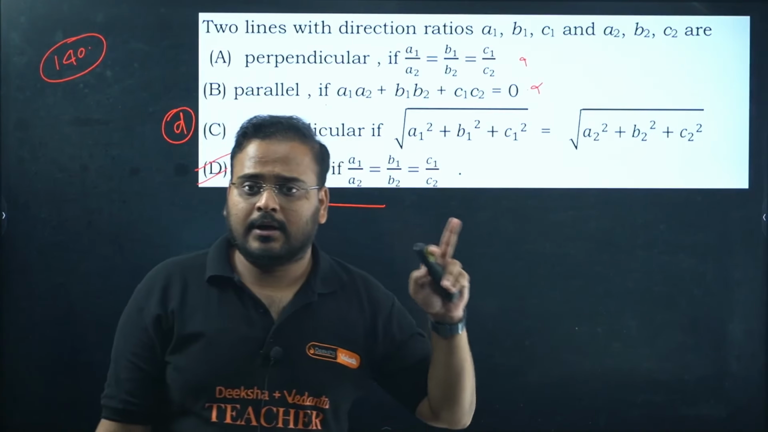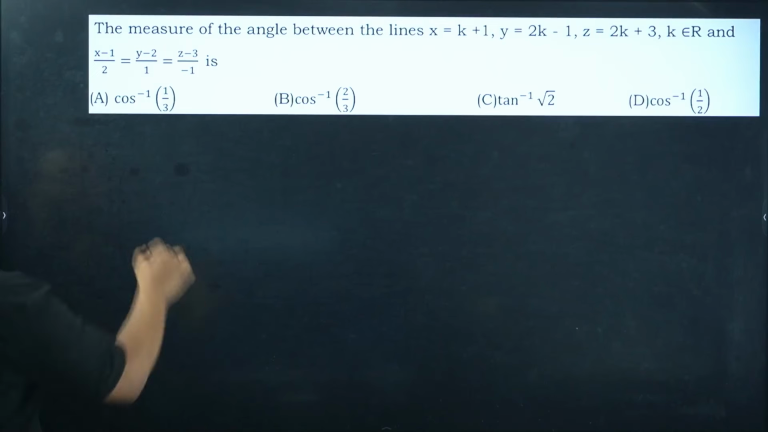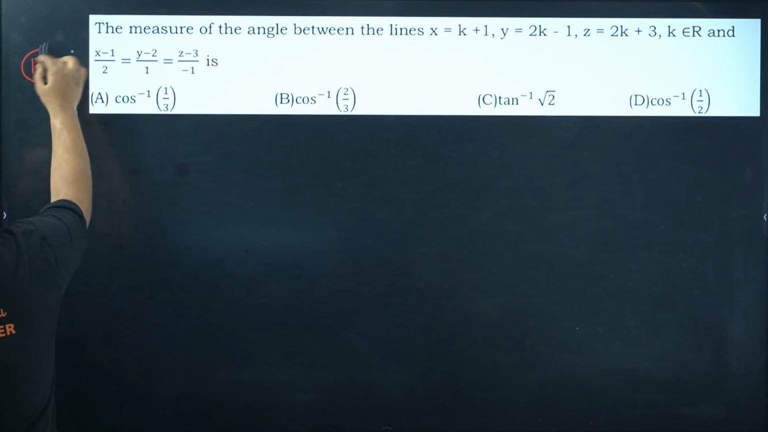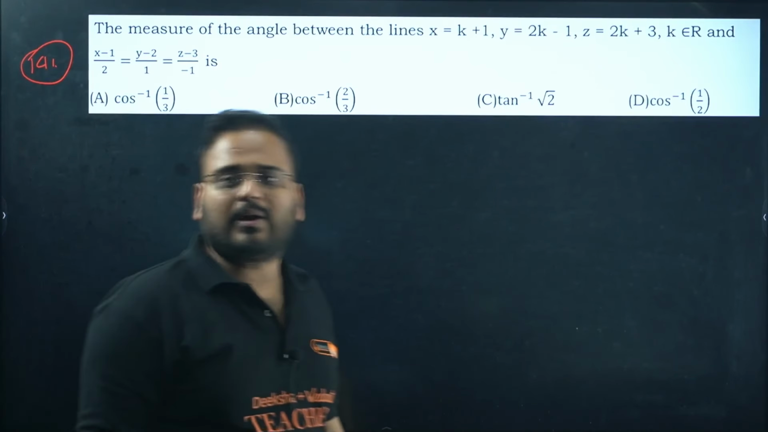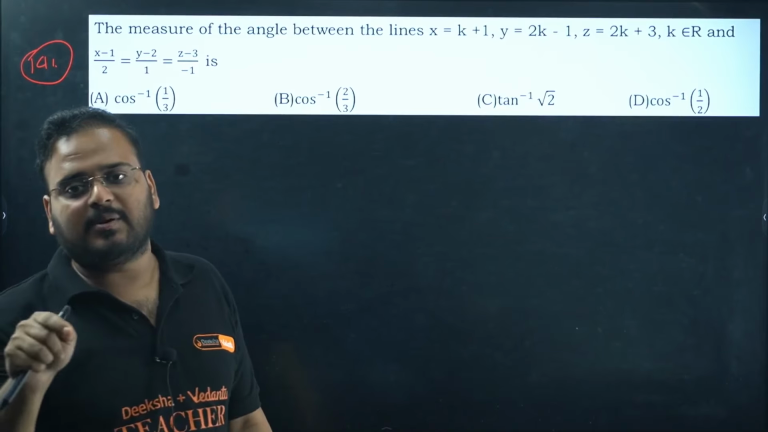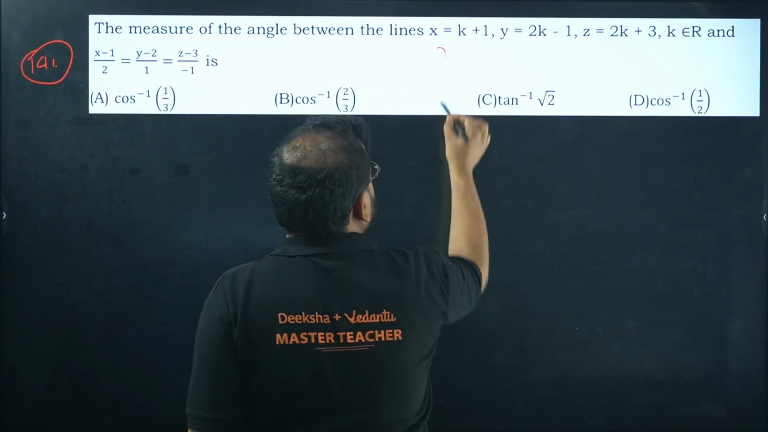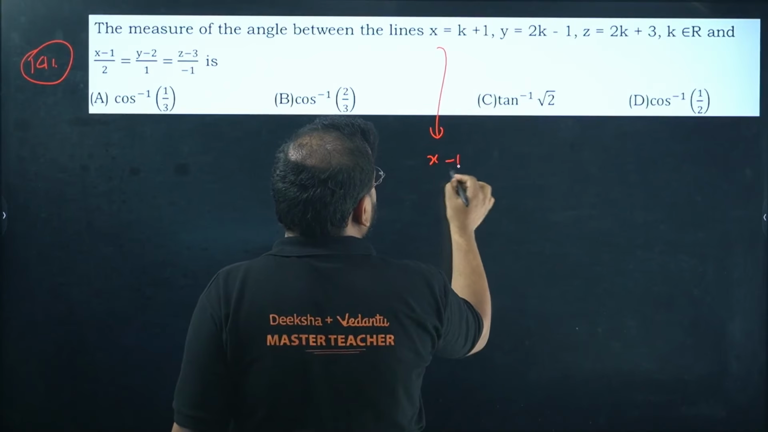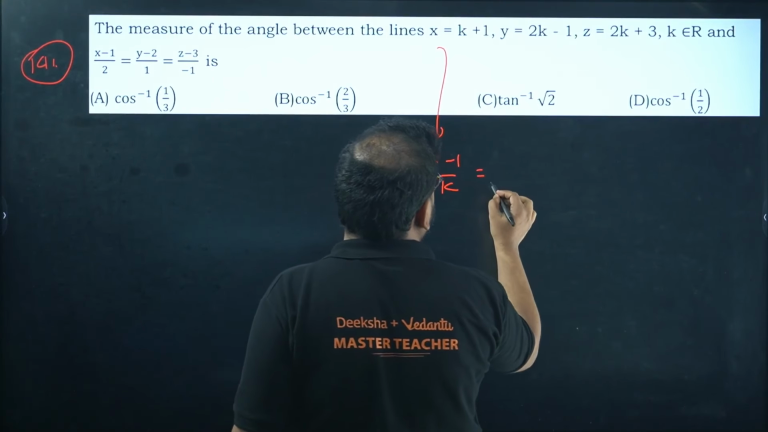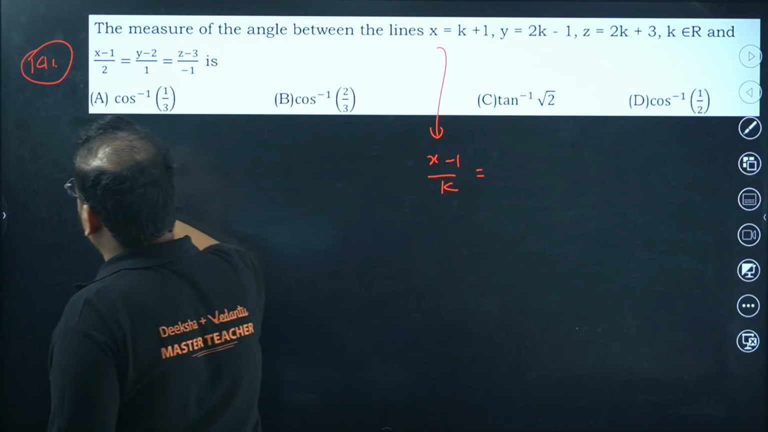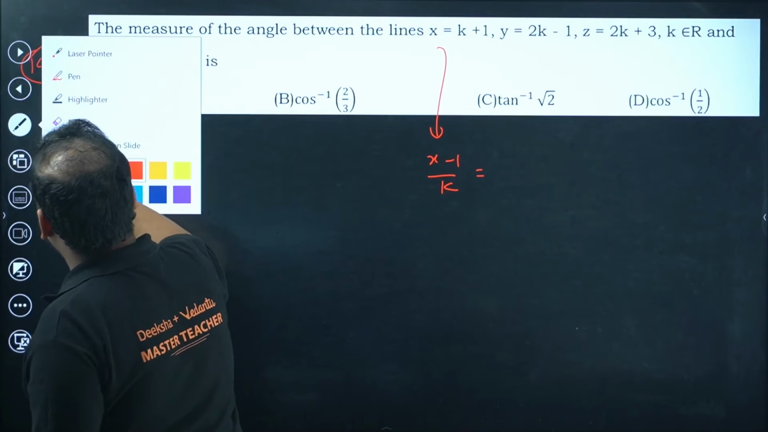Yeah. 141. There's a mistake in this question. You have to let me know whether what I'm doing is right or not. You have to tell me in the comment section whether what I'm doing is correct or not. Okay, so just use this to get the Cartesian form. You get x minus 1 by k, sorry, I'll use the parametric form actually.